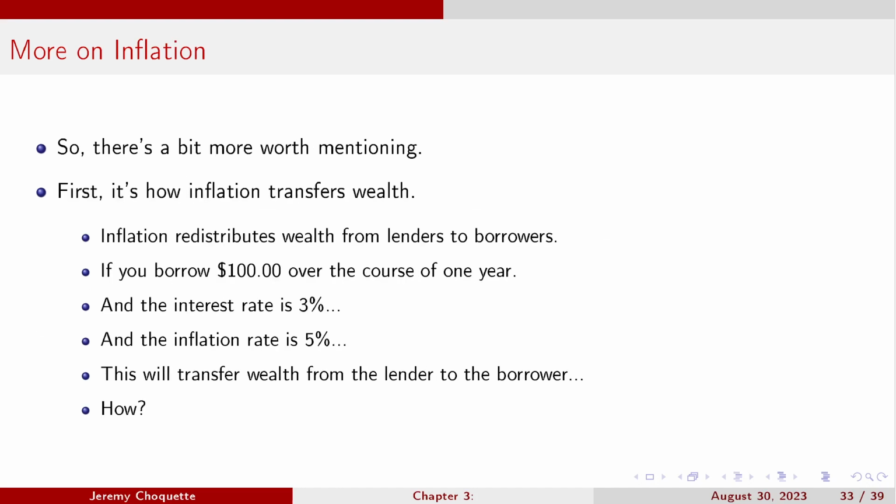There's a bit more worth mentioning, right? Inflation transfers wealth. It redistributes wealth from lenders to buyers. So if you borrow $100 and you pay it back over the course of a year, and the interest rate is 3%, but the inflation rate's 5%, it transfers wealth from the lender over to the borrower because in real terms, you actually end up paying back less. Nominally, you still pay back $100 plus the 3% interest. But in real terms, because inflation's eroding away the purchasing power of that money, you end up paying back less than what you borrowed.